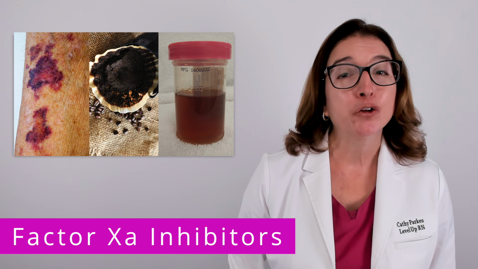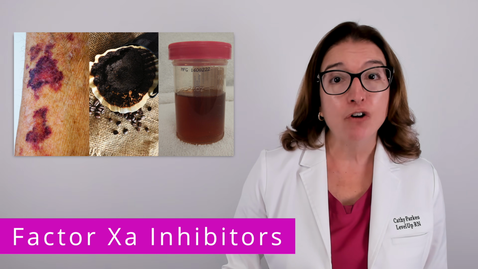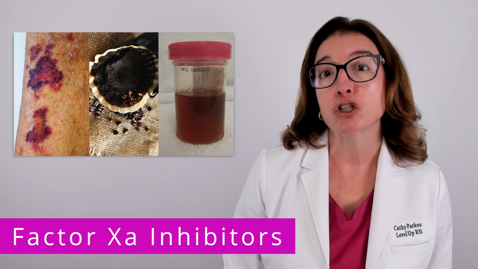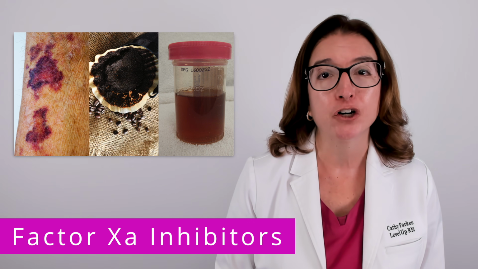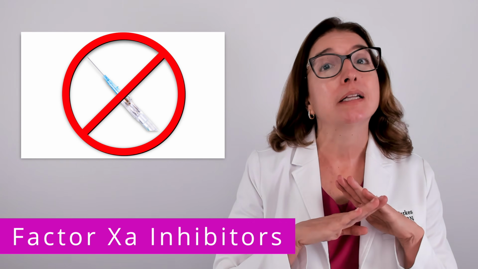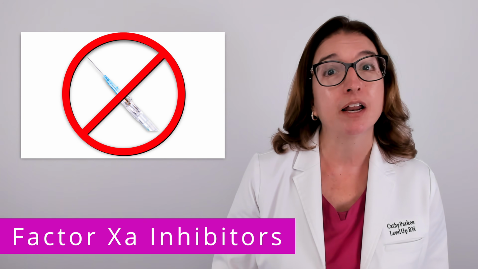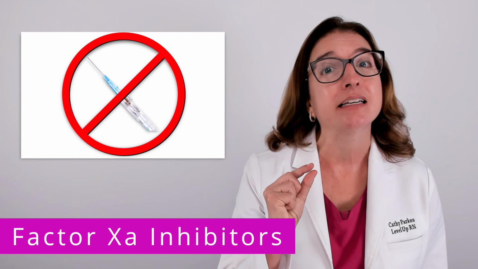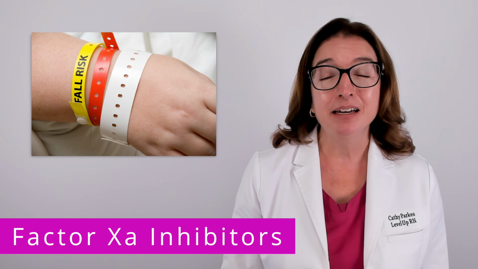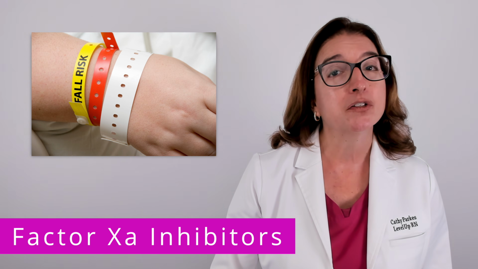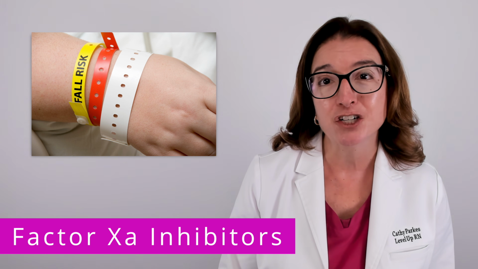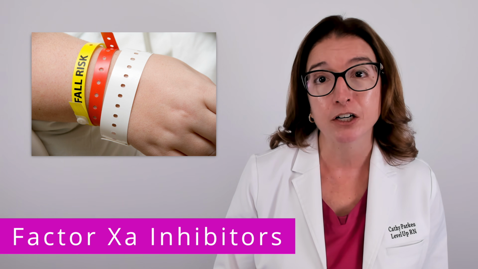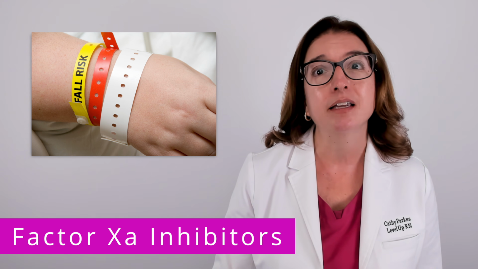Signs of bleeding include bruising, emesis or vomit that looks like coffee grounds, black tarry stools, and hematuria, which is the presence of blood in the urine. As the nurse, you want to limit venipunctures and injections whenever possible, and when they can't be avoided, you want to use the smallest needle size possible. And then, depending on the facility policy, you should also implement fall precautions for your patient, because if your patient were to fall while taking a factor 10A inhibitor, this can result in life-threatening bleeding.